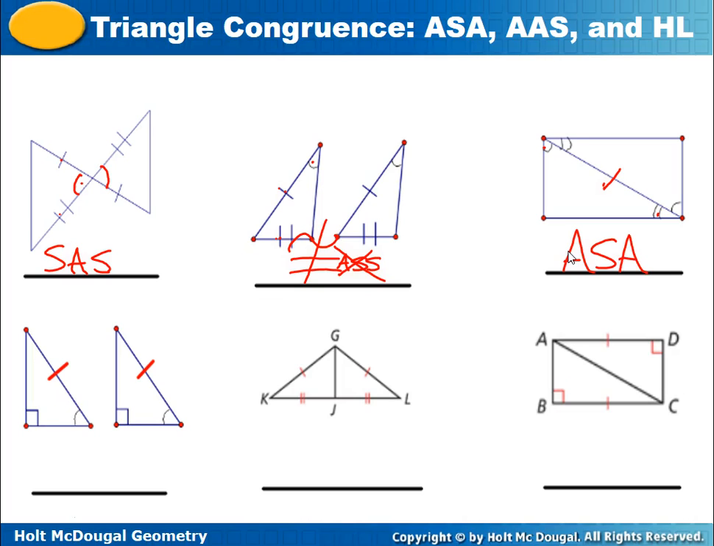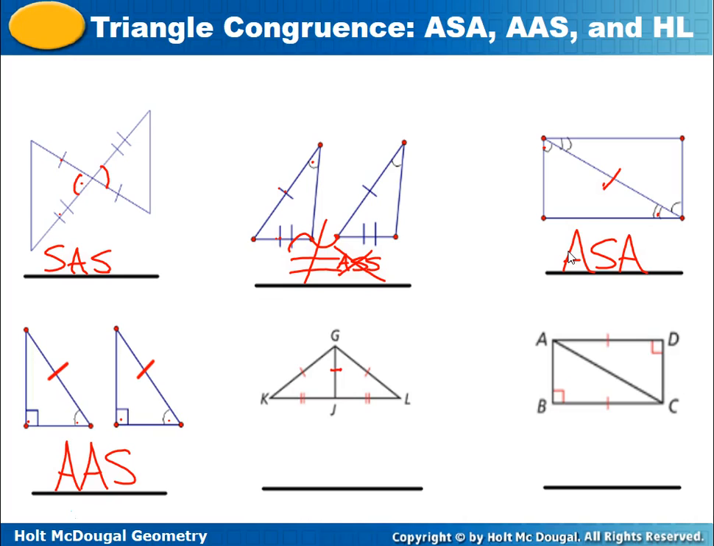All right, let's look at this next one down here. Oh, we got a right triangle, right? We've got a right angle and a right angle. Well, does that automatically mean that it's HL? No, it does not. We do have the hypotenuse in this one, but we do not have a leg, okay? So we have an angle, and a side, right? And an angle, and a side. So this one's going to be angle, angle, side.